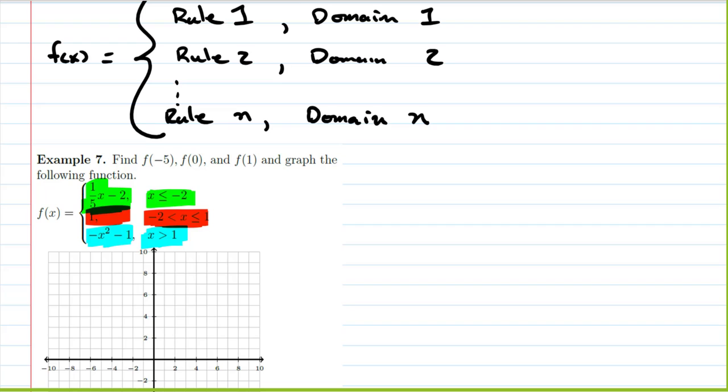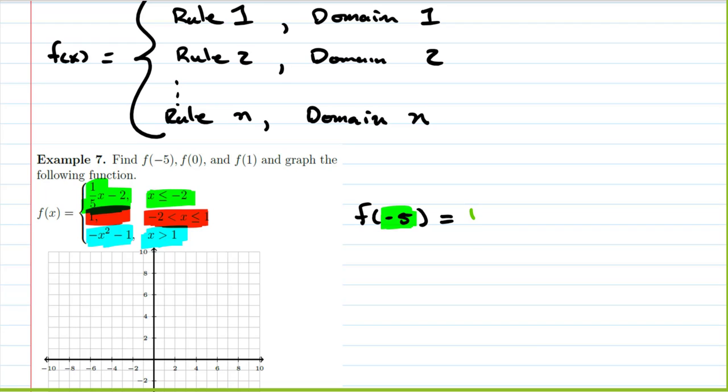So when we are asked to find f of negative 5, we have to decide, first thing, which of these 3 domains negative 5 is in. So is negative 5 in green, is negative 5 in red, or is negative 5 in blue? When we look at negative 5, we have to ask ourselves the question, is negative 5 less than or equal to negative 2? And the answer to that question is yes.